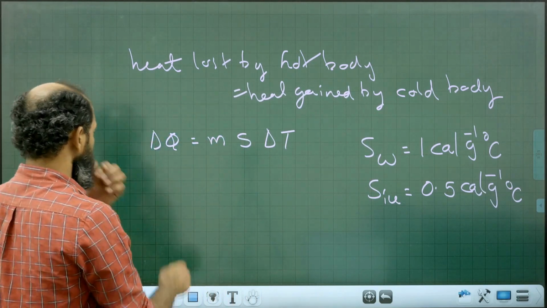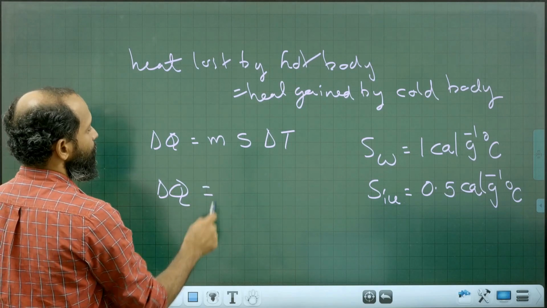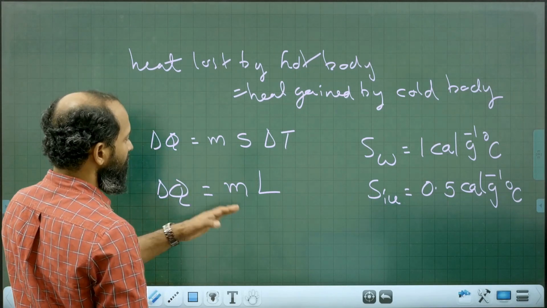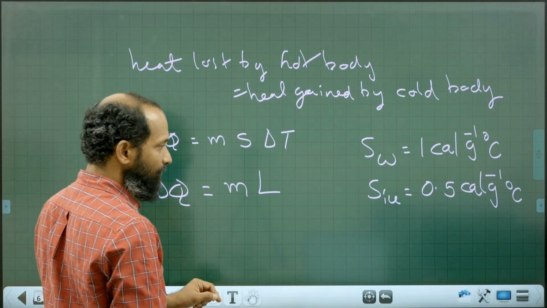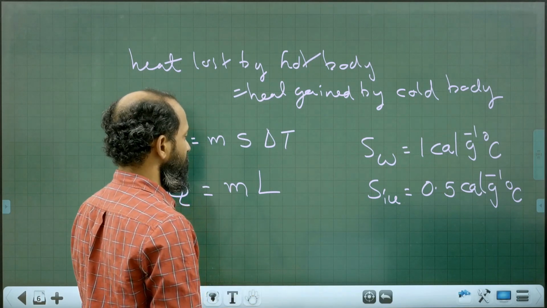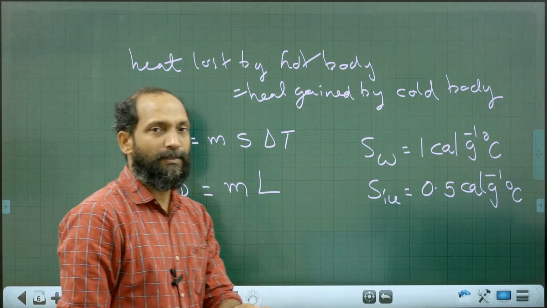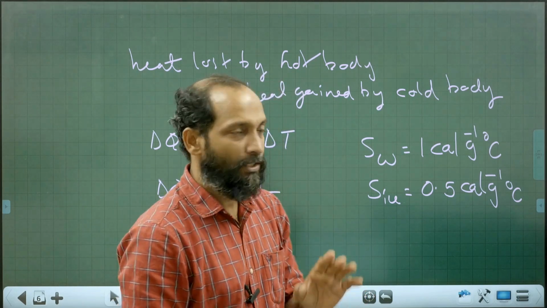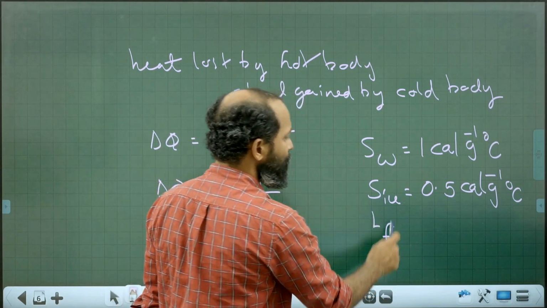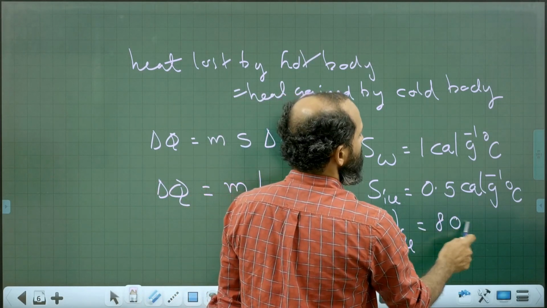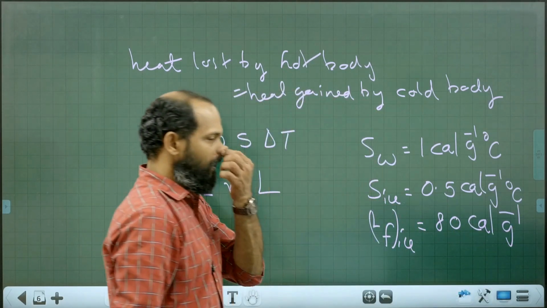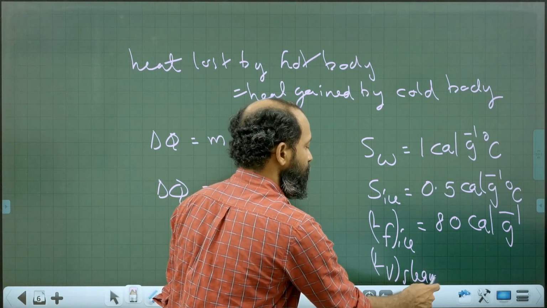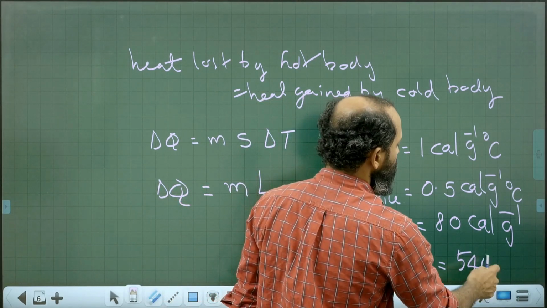Okay. Now, one more formula. Heat energy required to change the state of a body without changing the temperature is mL, where m is the mass of the body, L is the specific latent heat of the body. Specific latent heat is of two types because there are two changes of states. Specific latent heat of fusion, specific latent heat of vaporization. Specific latent heat of fusion of ice is to be learned by heart, 80 calorie per gram. Unit: calorie per gram. Specific latent heat of vaporization of steam is much larger, that is 540 calorie per gram.